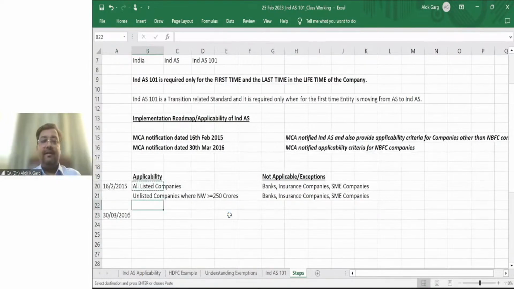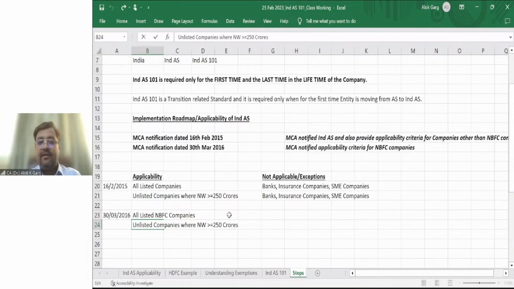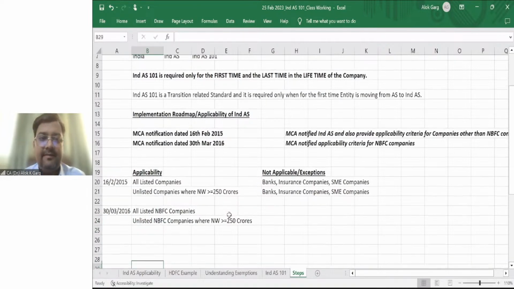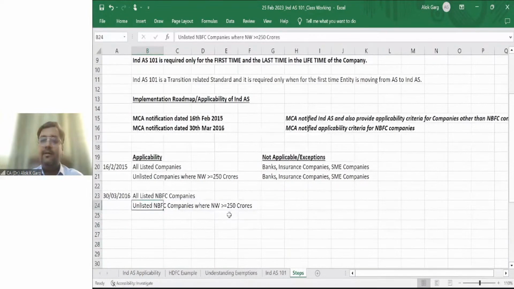All listed NBFC companies, right? Or unlisted NBFC companies. Here the word categorically is NBFC. I'm not writing bank, insurance, SME, right? Unlisted NBFC companies. So on these companies, Ind AS is applicable, right? Is it clear? So these are the applicability criteria. Ind AS is applicable on these companies.